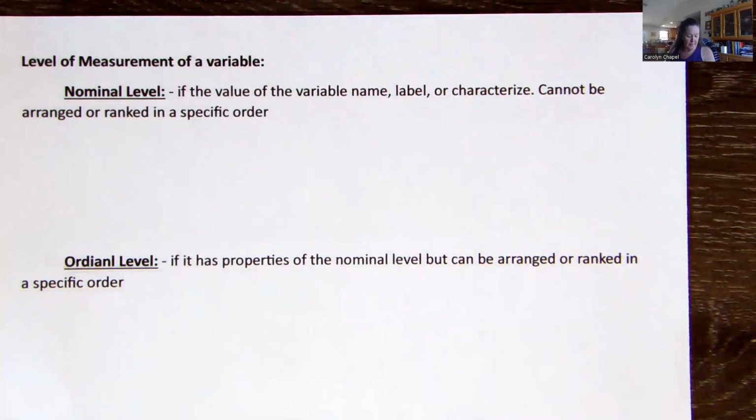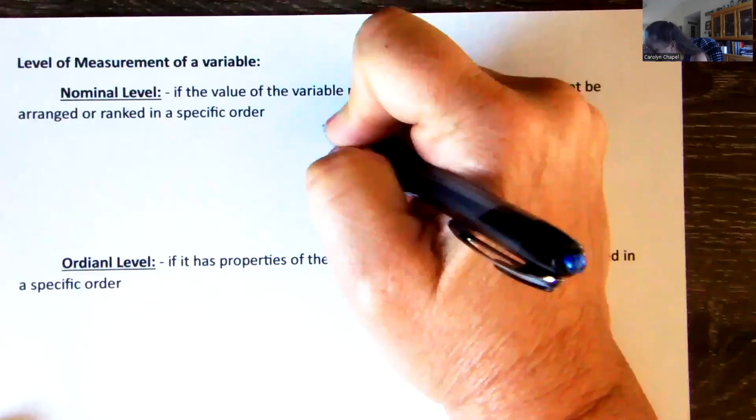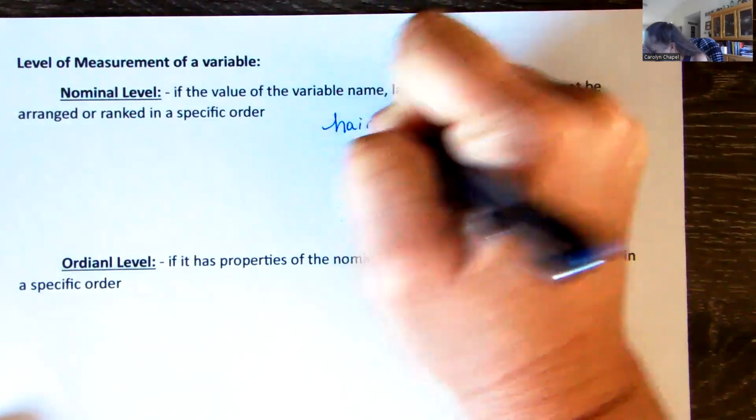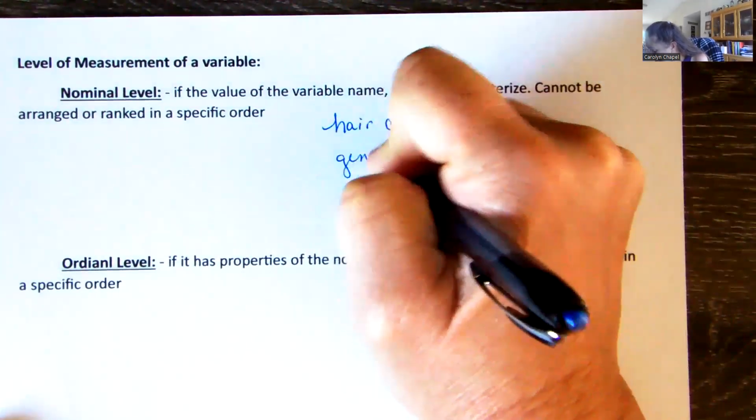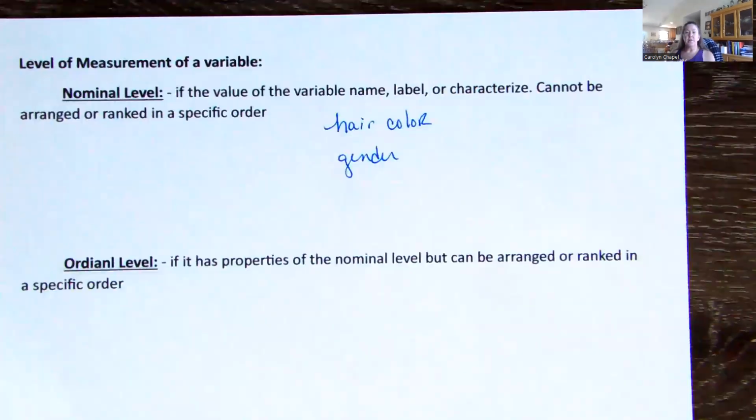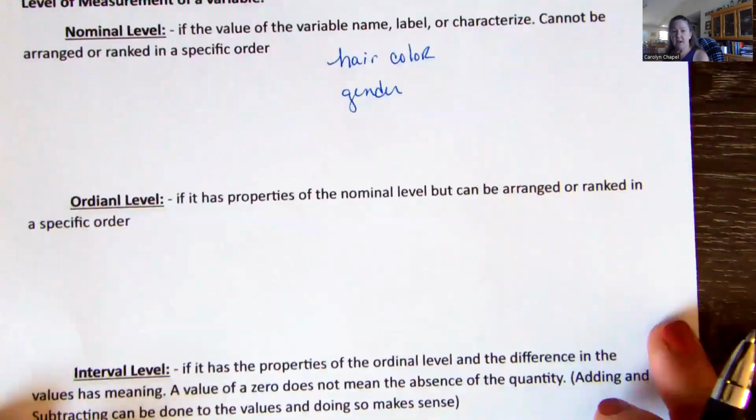So I'm going to put a couple of examples in here for us. Hair color. Another one is gender. Again, you can put that label on there, but we really can't rank them in a specific order. Okay. Next one is stepping up a little bit. Now these kind of build.